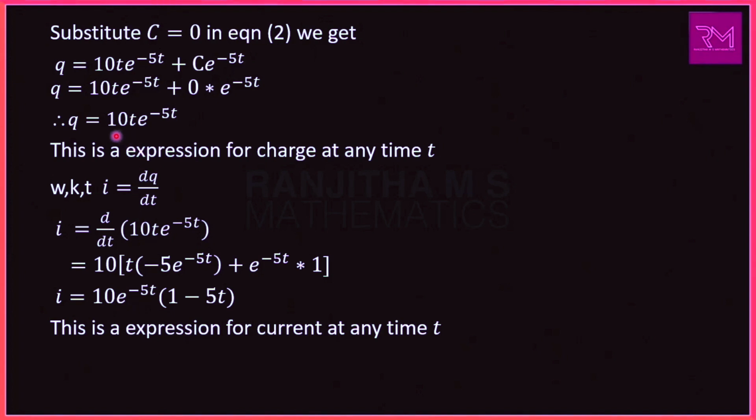So finally, we get a value of charge q as 10 into t into e^(-5t). Using this value, we get a value of current as 10 into e^(-5t) into 1 minus 5t. This completes the problem.